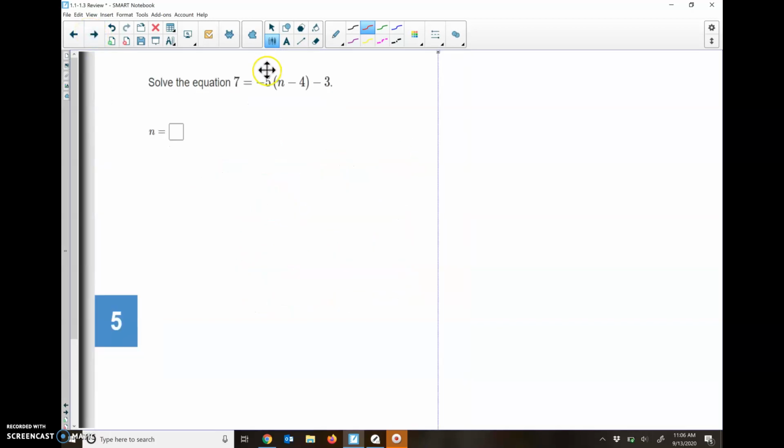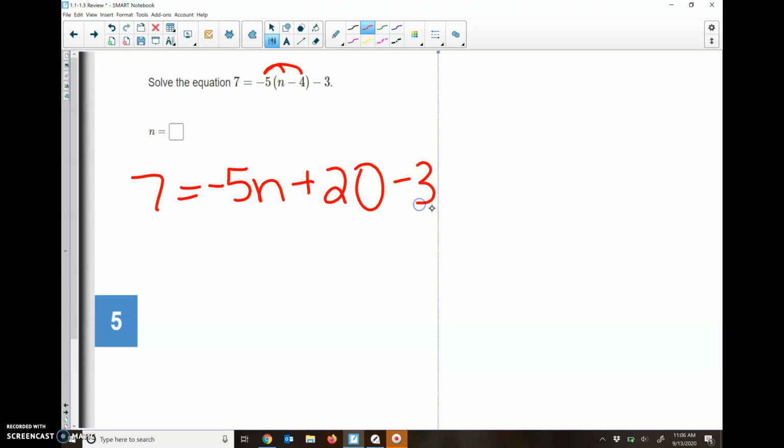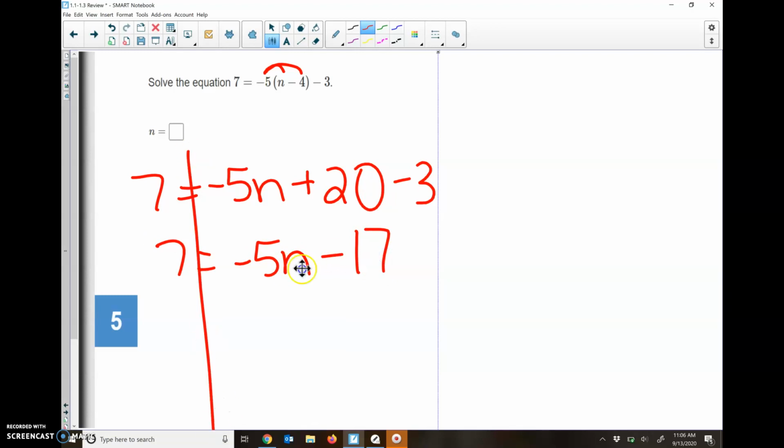Number 5, it looks like we got to distribute before we can actually do our problem here. So 7 equals a negative 5 times n is negative 5n. Negative 5 times negative 4 is a positive 20. And then we get that minus 3 hanging around at the end. So I got 7 equals negative 5n, 20 minus 3 is 17. Okay, now I'm going to need to get rid of this minus 17. So I'm going to add 17 to both sides.